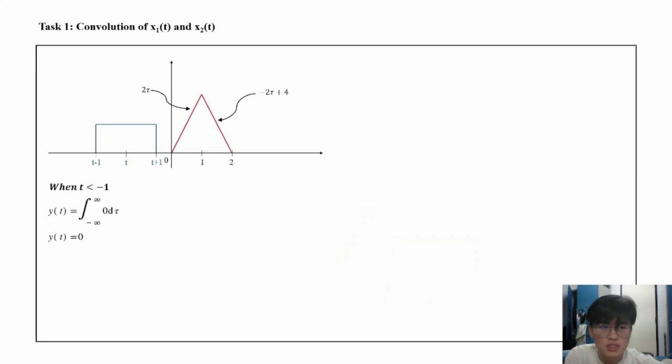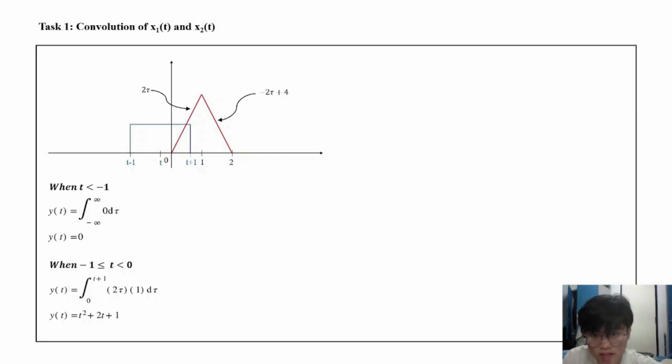First, when t is less than -1, the signals do not overlap, so the product is 0, and y(t) equals 0. When t is in the range of -1 to 0, the signals overlap from tau equals 0 to tau equals t plus 1. The result of the convolution in this range is t squared plus 2t plus 1.